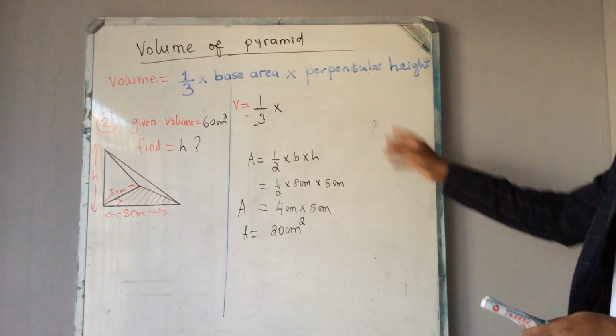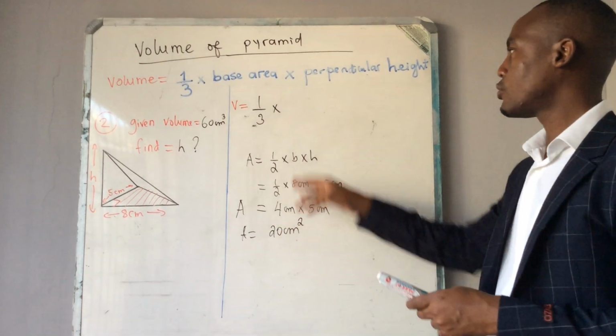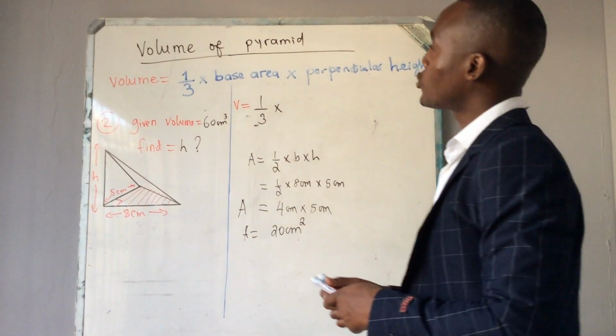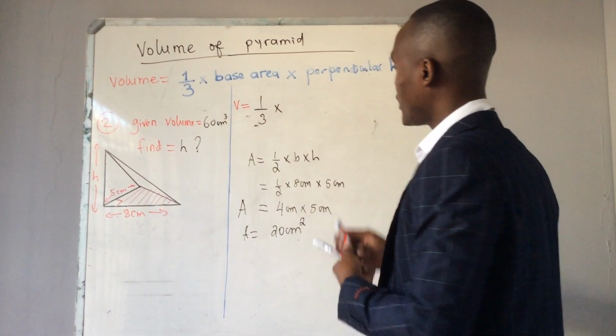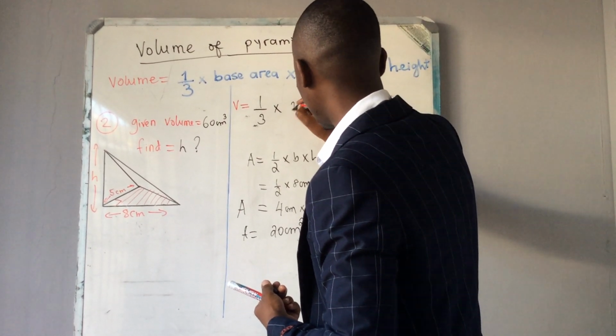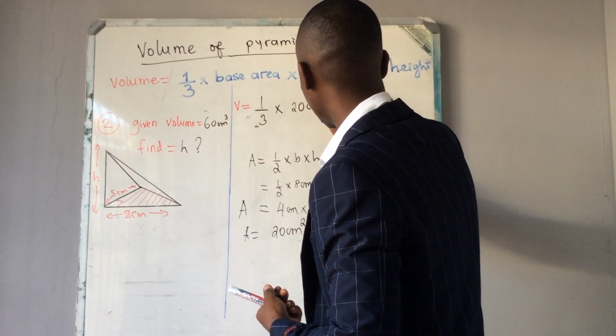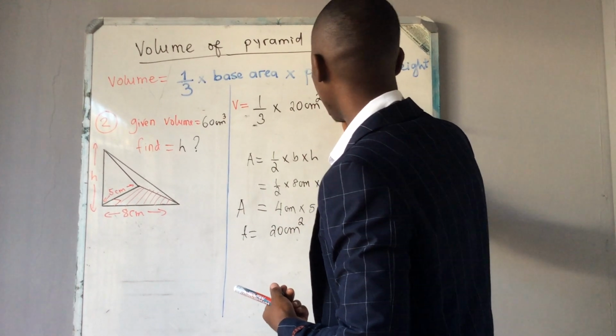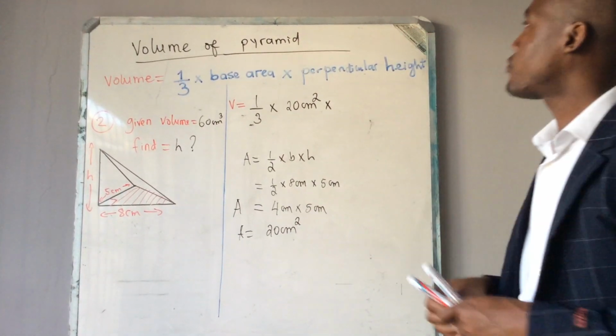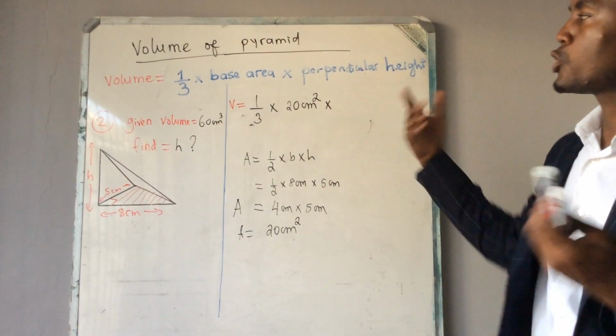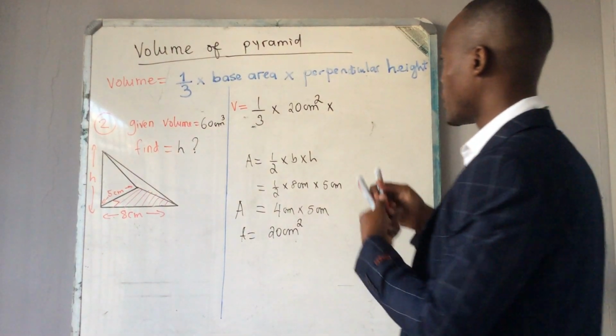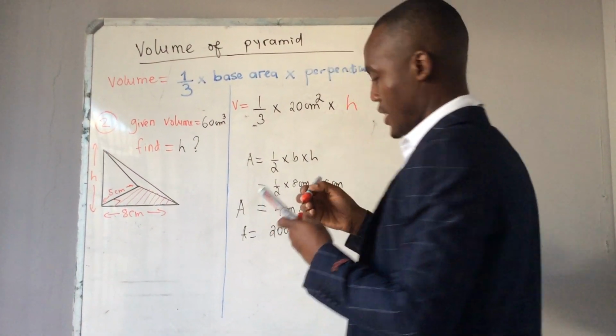Now, that's the first step, okay? So we're going to plug in this value into the volume formula. So we have here 1/3 times 20 centimeters squared times, now we're looking for the perpendicular height, which we do not know because it's not been given to us. So we're going to put h here.